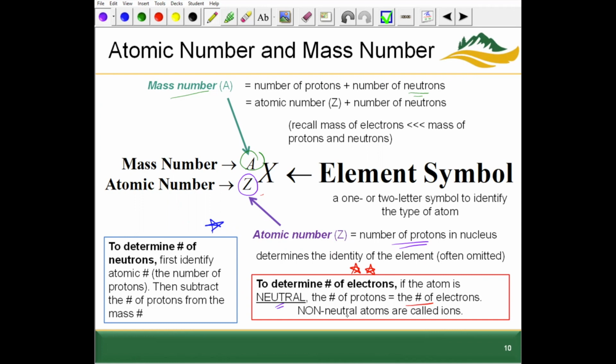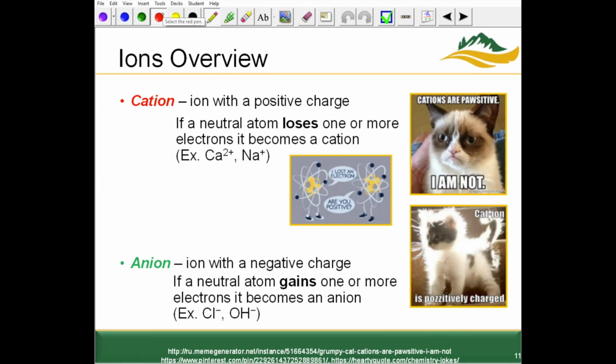For non-neutral atoms, these are called ions. For ions, the number of protons will not equal the number of electrons. There are 2 different kinds of ions: cations and anions. One cute way to remember this: cations are positively charged. To take this example here, cations have a positive charge. That means that cations lost 1 or more electrons.